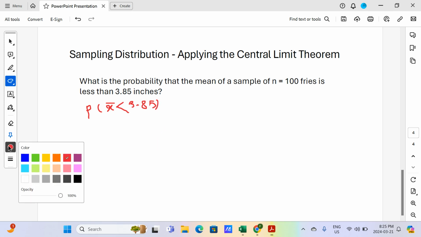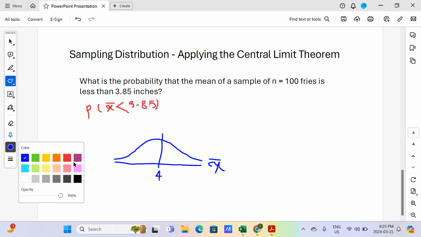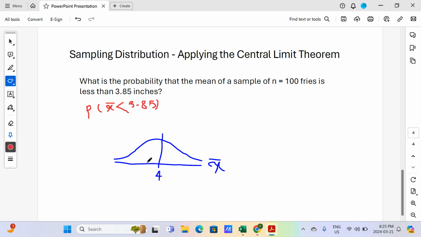To find this probability, we have a situation like this one. Based on the central limit theorem, x bar is bell-shaped, it's normal. In the middle, we have mu x bar, which is exactly equal to the population mean, 4. But here I'm looking for P of x bar less than 3.85. 3.85 is less than 4, so it's on the left side of 4.